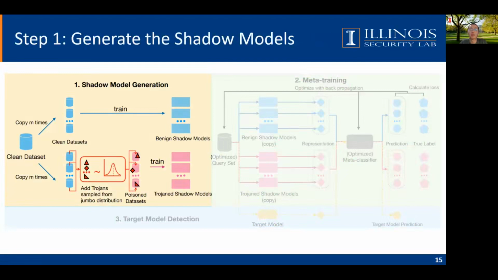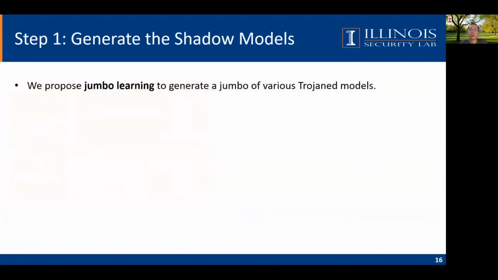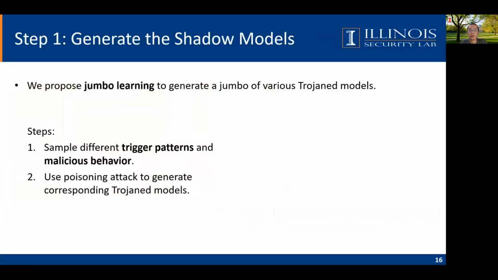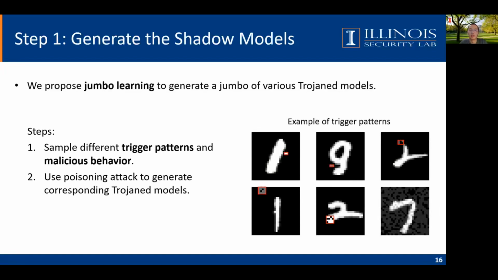In the first step, we will generate benign and Trojan shadow models. We hope that the shadow models are diverse so that the meta-classifier trained on these shadow models can generalize well. Therefore, we propose jumbo learning to generate various Trojan models. We will first sample different trigger patterns and malicious behavior. Then, we use poisoning attack to generate Trojan models. That is, we will inject the data with sampled pattern and behavior into the training set, and these are examples of the generated trigger patterns.